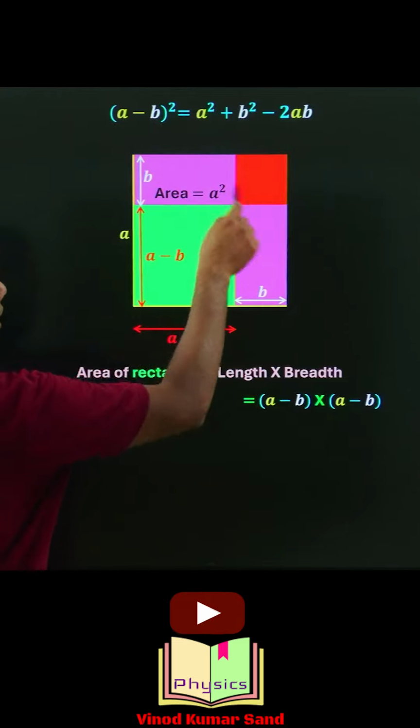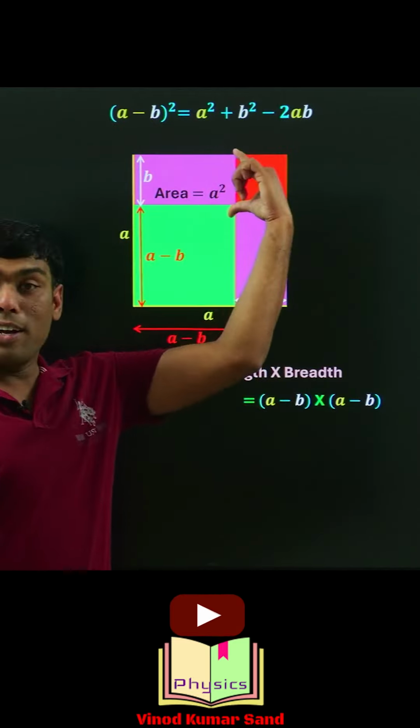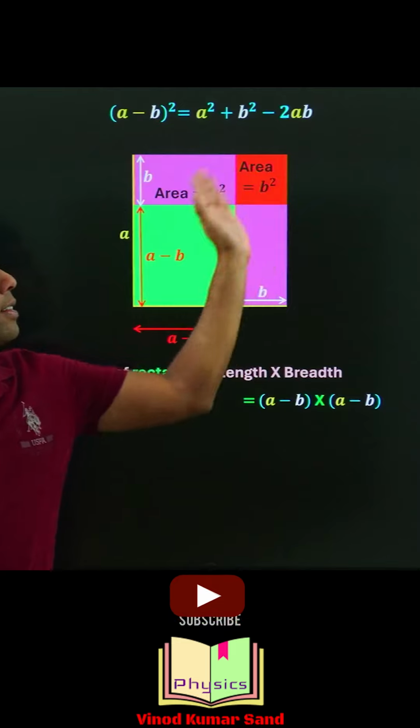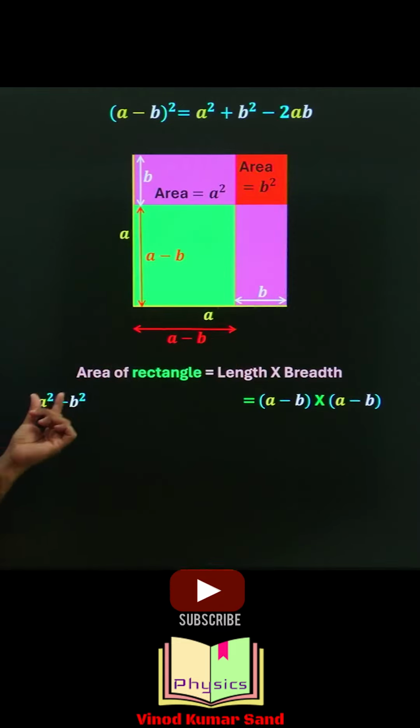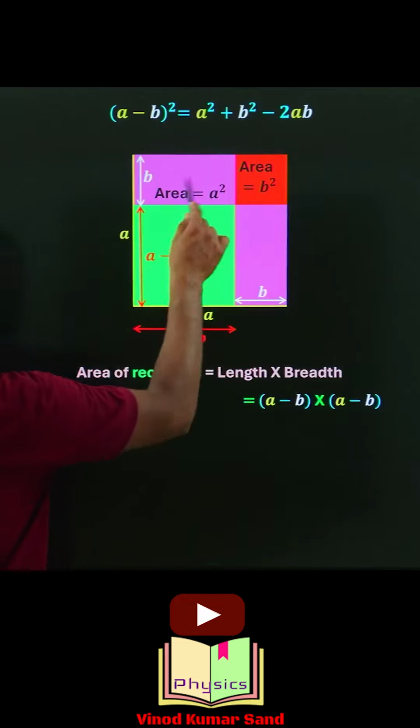First of all, I'm removing this area. This side length is B as well as this side length is B. It means this area is B square. So from the total area A square, we subtract this segment, this area. Okay. Now we focus on this part.